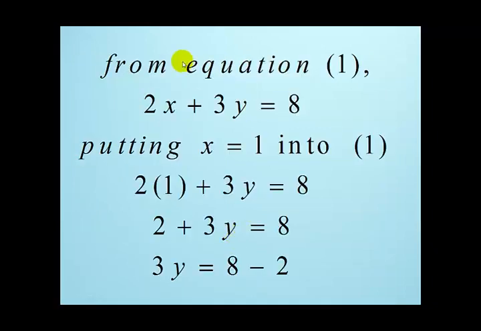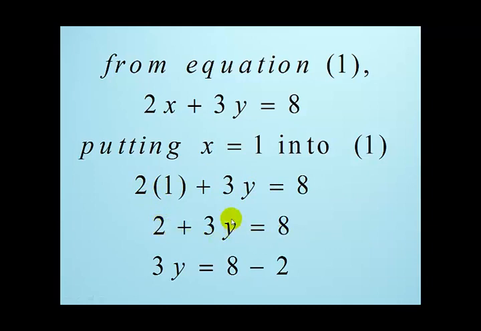Now, from equation 1, 2x plus 3y is equal to 8. Now, after calculation, we had x equals 1. So we are now going to put x equals 1 into equation 1. We are now going to substitute 1 wherever we see x in equation 1. And so from equation 1, we have 2x plus 3y equals 8. Now, substituting x equals 1, we have 2 times 1 plus 3y is equal to 8. 2 times 1 equals 2, plus 3y equals 8.